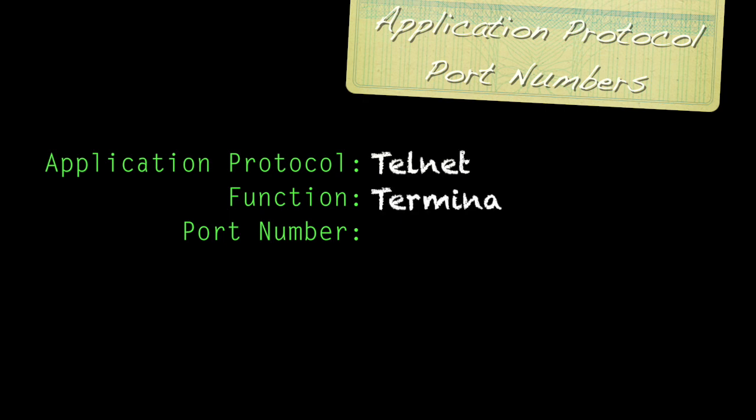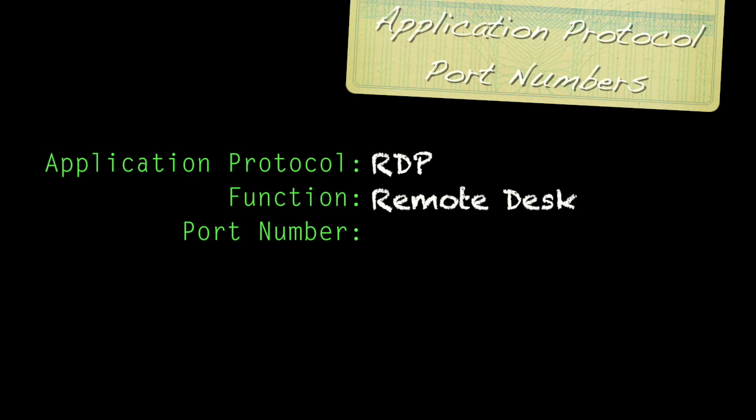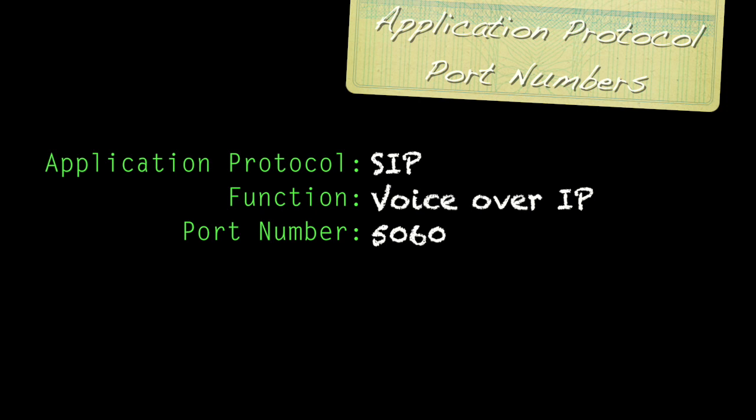Telnet is for terminal emulation and has a port number of 23. SSH is for encrypted terminal emulation and has a port number of 22. RDP is for remote desktop and has a port number of 3389. And finally, SIP is for voice over IP and has a port number of 5060.